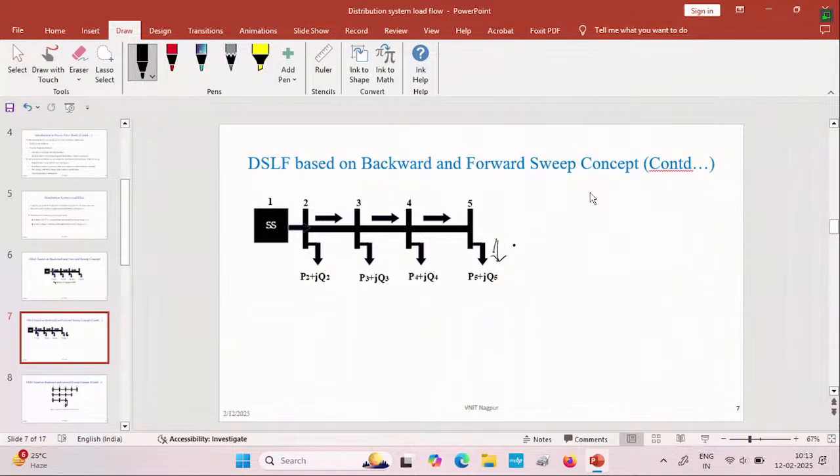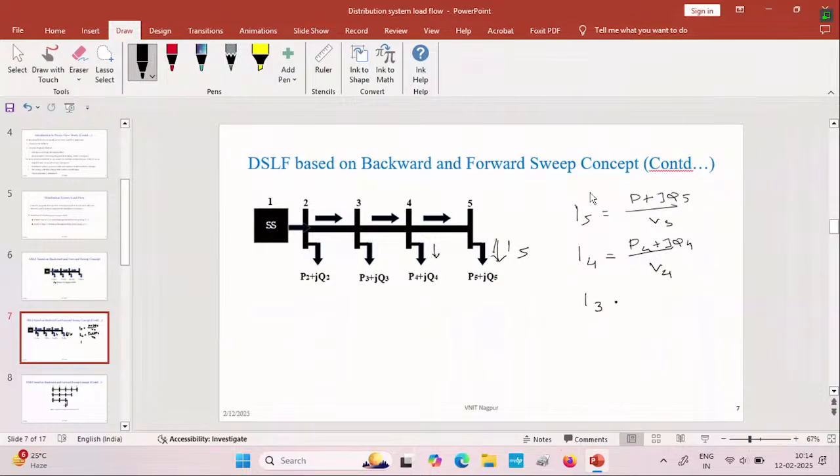Initially, I considered this current as I5. So we can calculate the I5 current based on this P5 plus jQ5 over VS. Thereafter, the current at node number 4 will be P4 plus jQ4 over V4, whereas the initial voltage for V5, V4, all these voltages we have considered as 1.